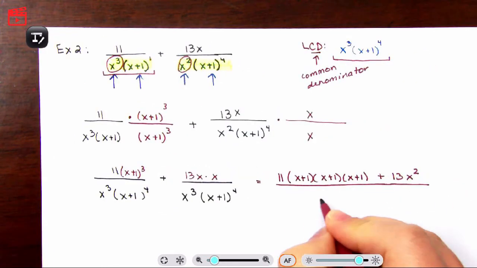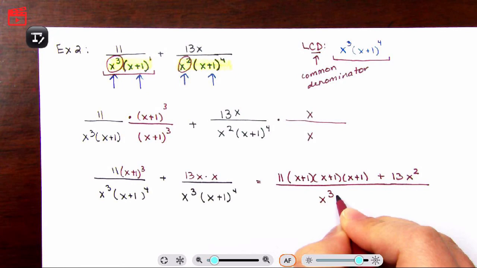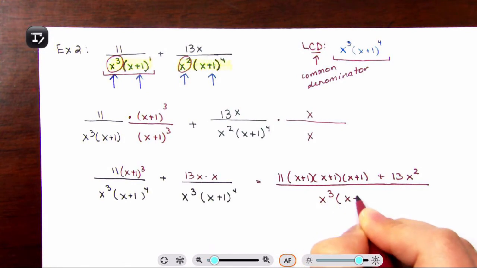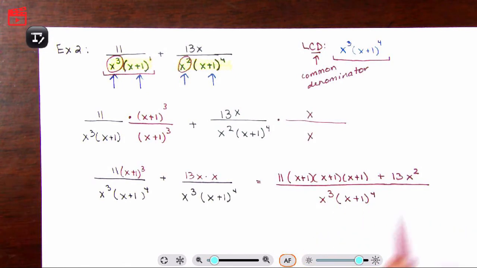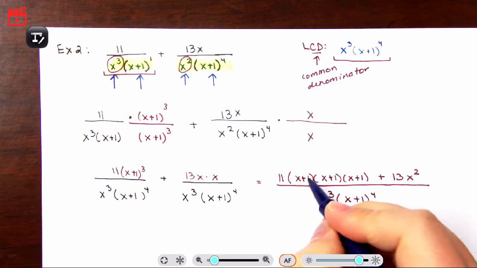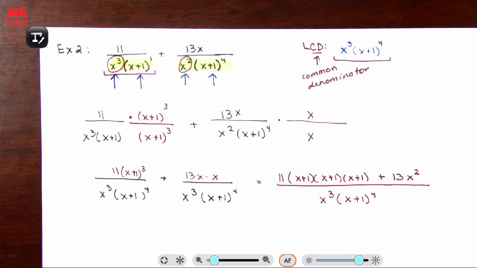And that's all over my common denominator of x cubed times x plus 1 to the fourth power. Now you do want to expand out these bubbles. Don't cancel out. Please do not cancel anything out. You cannot simplify unless you're on step number 6. Step number 5 is we have to expand all bubbles, add numerators together, combining like terms. Please do not cancel anything out.